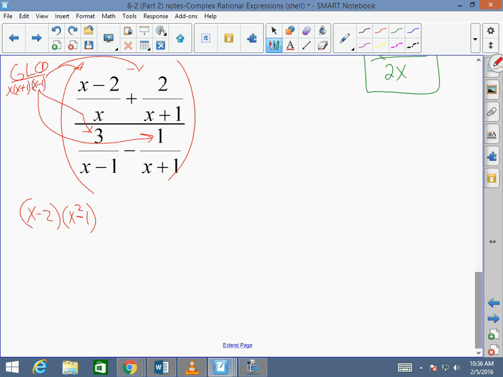Why did you do that, Moro? Well, it's a difference of squares. Beautiful job. Thank you. X plus 1 times x minus 1, that's x squared minus x plus x minus 1. Middle terms will always cancel in a difference of squares.